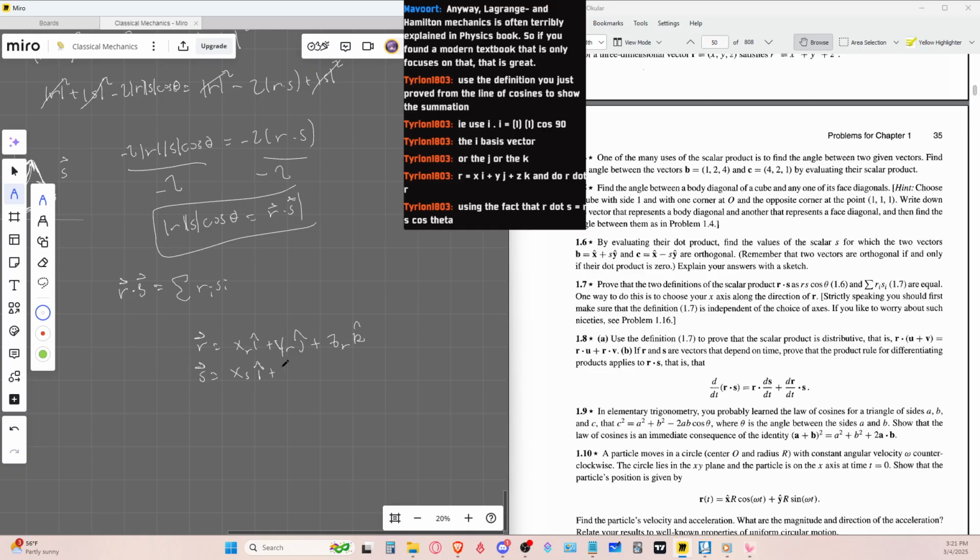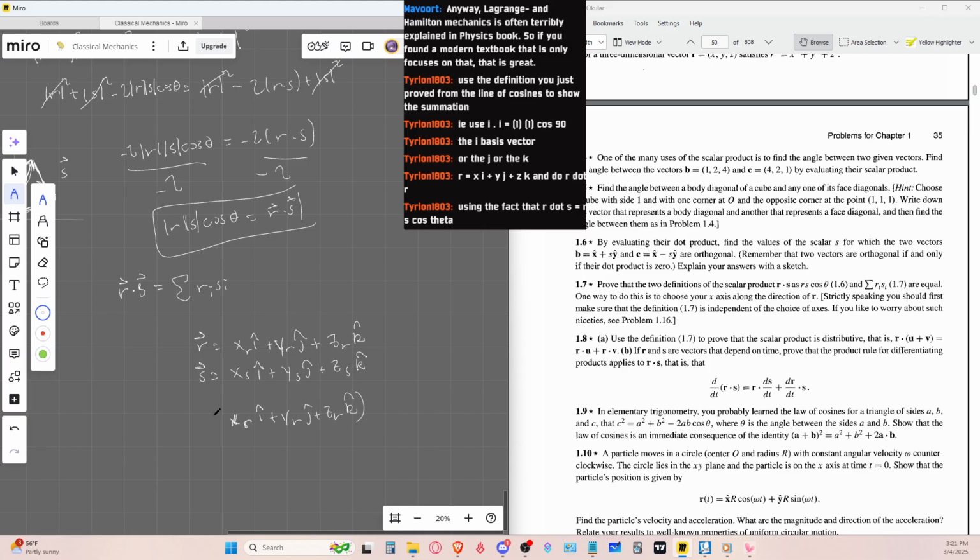Forgot the little hat. Okay. And then we got... Okay, so we now know that. Okay, just use the fact that R dot... Okay. So I'm guessing just multiply them in some way or another. So R times, write it like that.